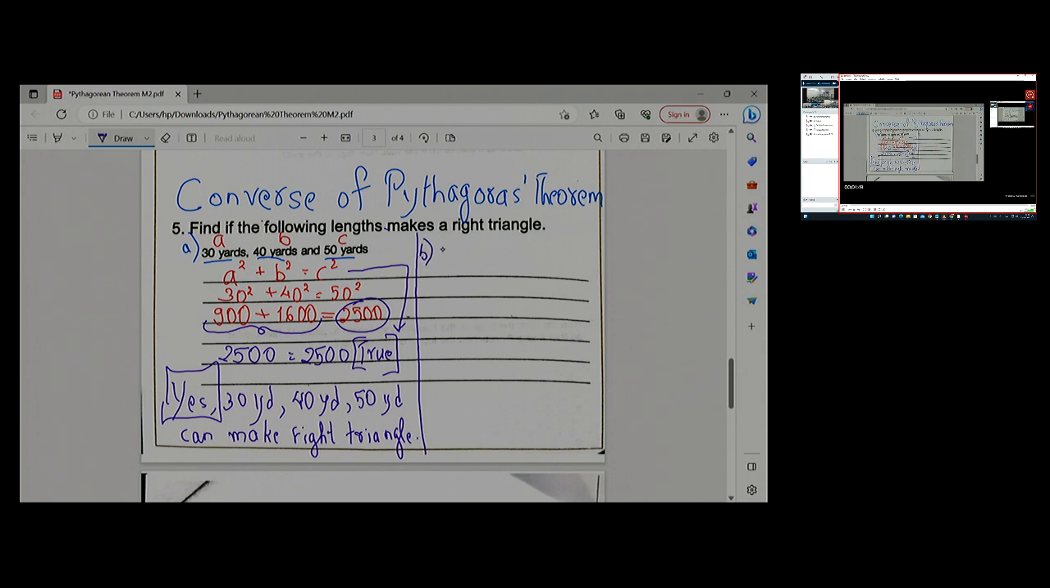In question number B, you have 14 feet, 16 feet, and 20 feet. Right? Do you understand number A?